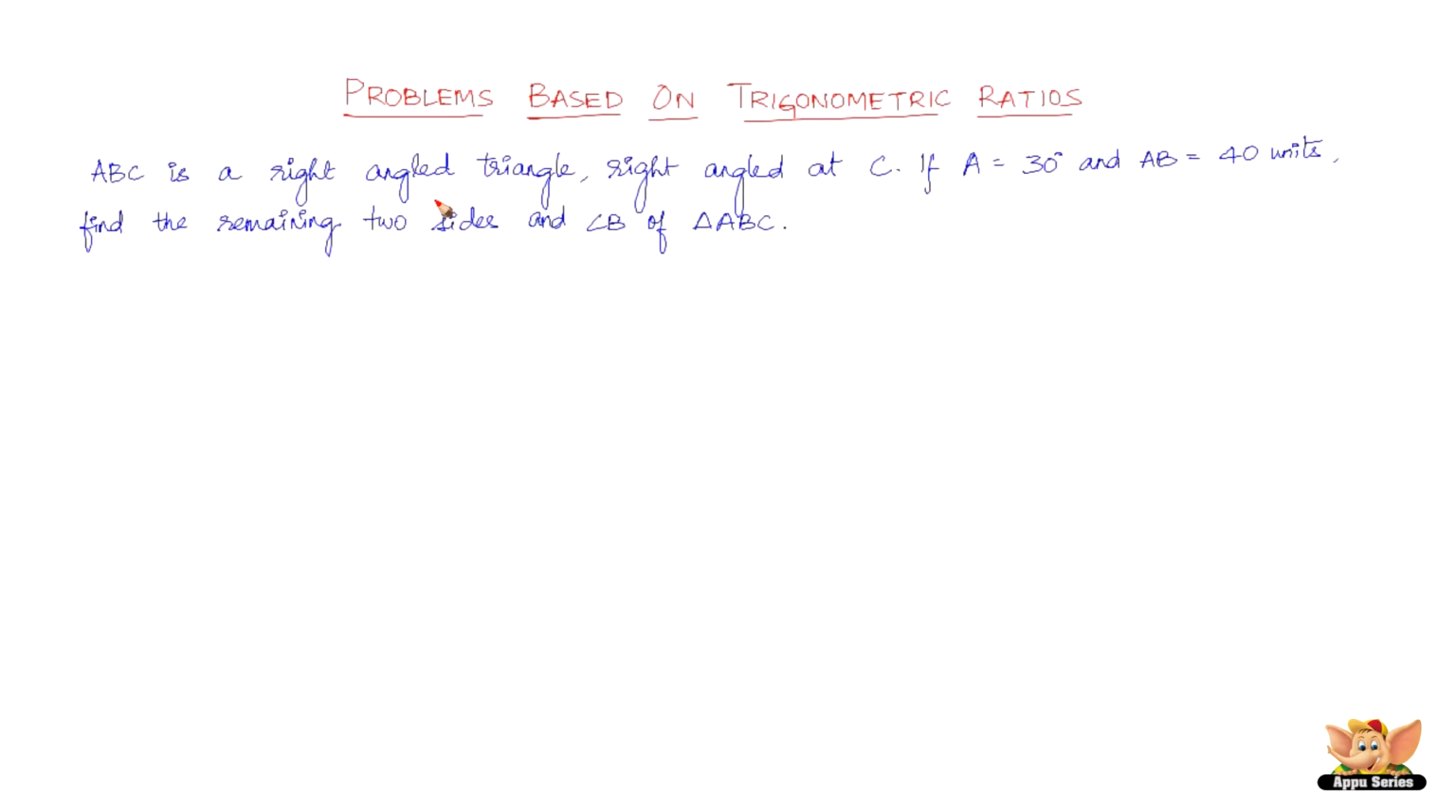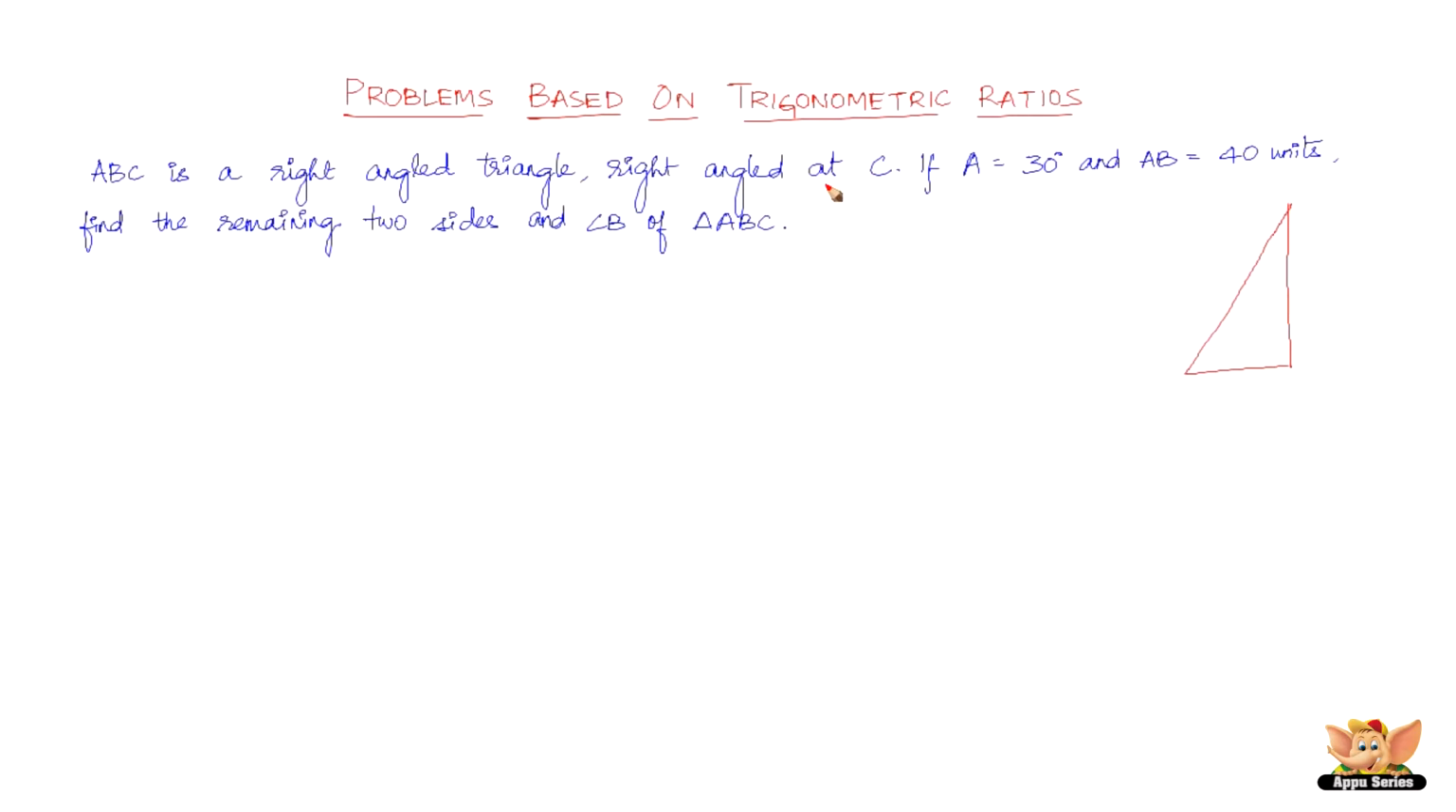Before, we used to have a minimum of two sides given in a right angle triangle, and we'd be asked to find the trigonometric ratios. But here, we are just given one angle and one side, and we have to find the remaining two sides and angle B of triangle ABC, which is not a big deal. It's still simple stuff. I'm just telling you the difference between what we've done up till now and how this is different. So first of all, let's have the right angle triangle constructed.